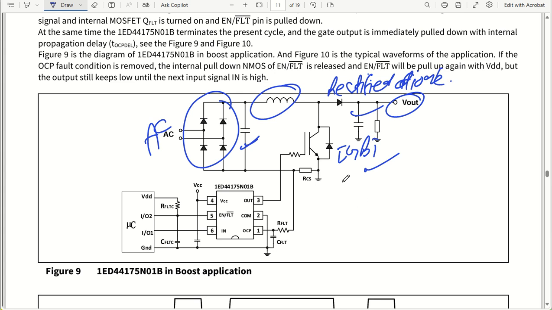Now this is the RCS, which is our current sense resistor, which will make sure how much current is flowing through the collector terminal of the IGBT. This is the RC filter at the OCP, that is the overcurrent protection pin, and this RC filter will make sure the filtered signal goes into the overcurrent protection pin. If you want, you can put one amplifier here as well, so an amplified signal will go into the OCP pin if my output signal is very small.